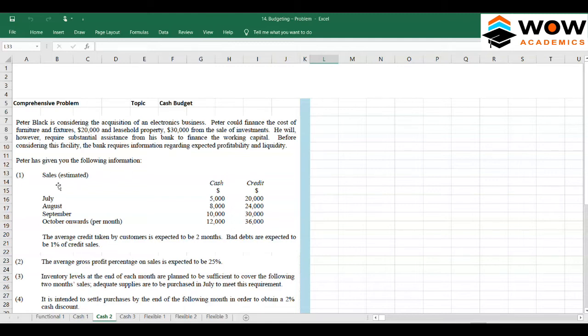So he has given you the estimated sales. Cash and credit sales are given separately. July, August, September and October have been given. So the 4 months up to October are these. From July to October we have to prepare the budget.